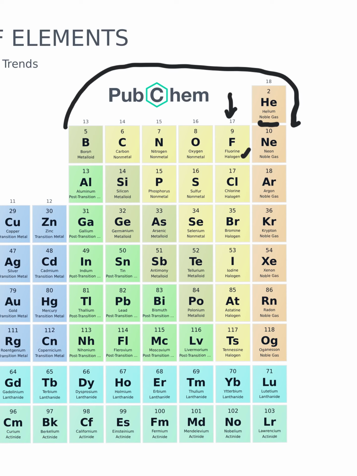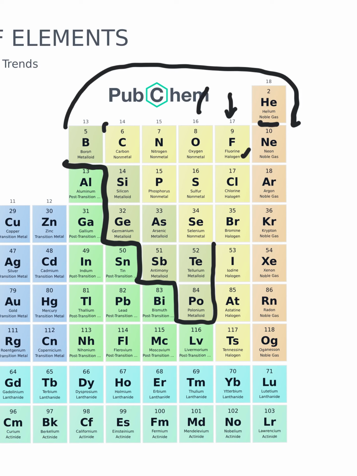And then if you look at group 16, oxygen, sulfur, and selenium, these are the nonmetals. Group 15, nitrogen and phosphorus, these are the nonmetals. And you can see the metalloids. So they have varying characteristics that are similar to metals and nonmetals.